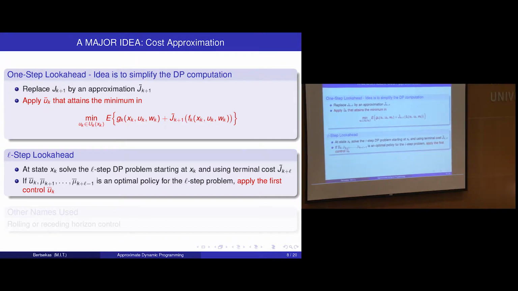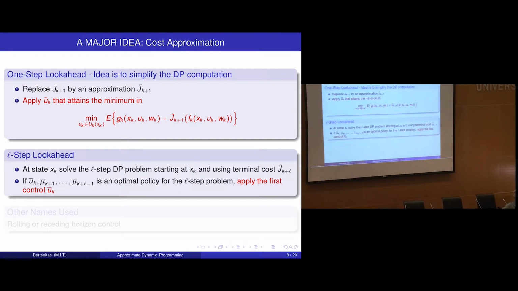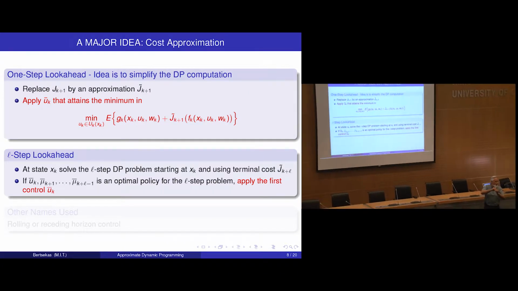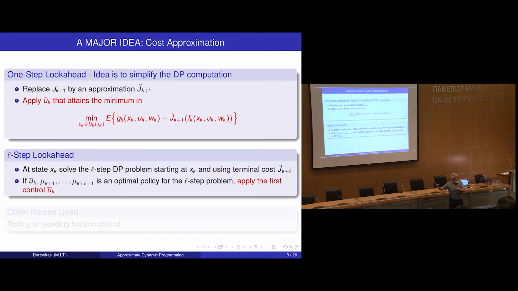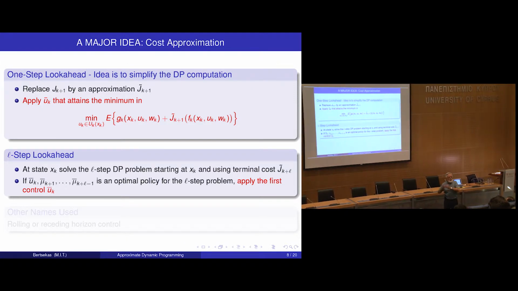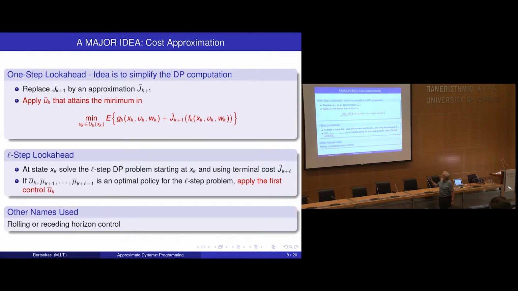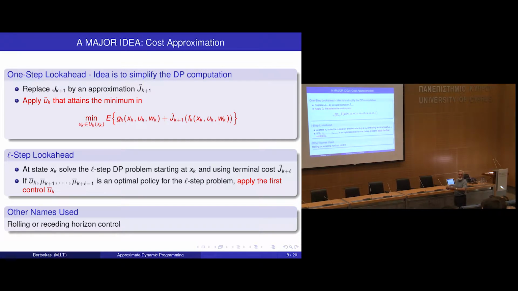So I look ahead 10 steps. I find a 10-step policy. I use only the first component of that policy, and then go to the next stage. Then I roll my horizon, and I go another 10 steps forward, solve that problem, use the first component of the solution, and keep going forward. Other names that are used for this are rolling horizon control or receding horizon control. They are really special types of multi-step or L-step look-ahead policies. So that's the idea. It's very, very simple. However, implementing it is not so simple, and there are many, many different ways of doing it.